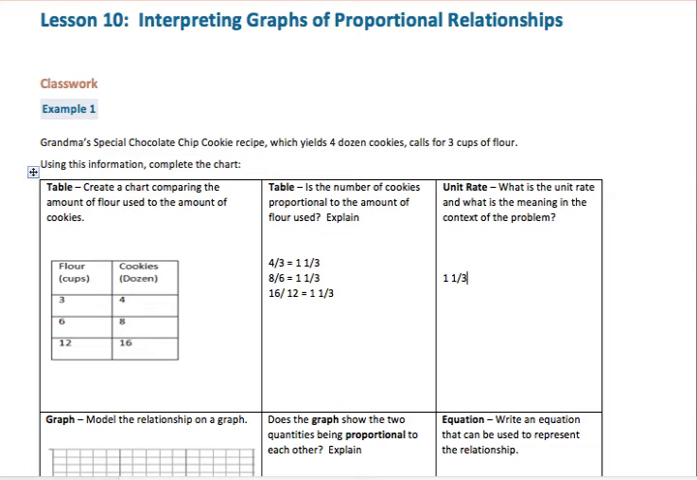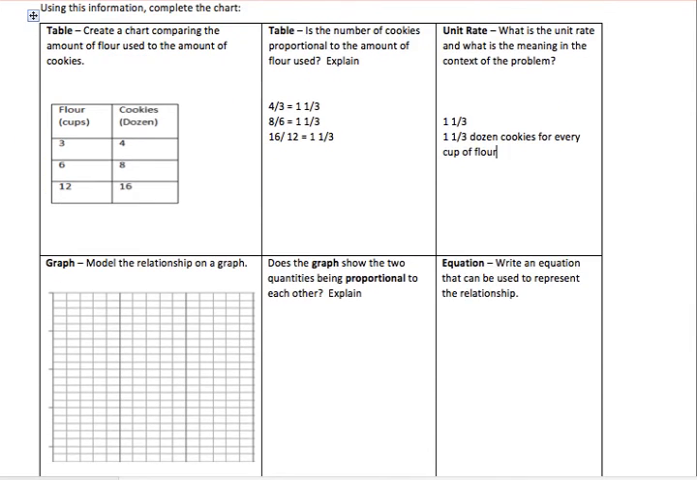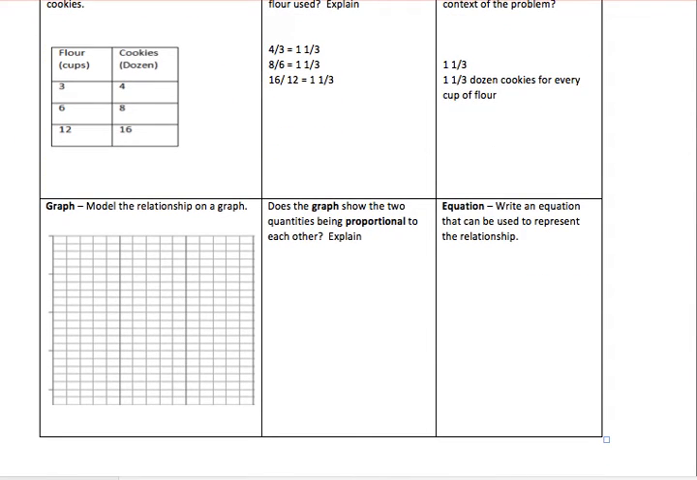And in the context of this problem, it means that we would get 1 1/3 dozen cookies for every cup of flour. Then we'll go on to the graph, and we're going to model that relationship on a graph.